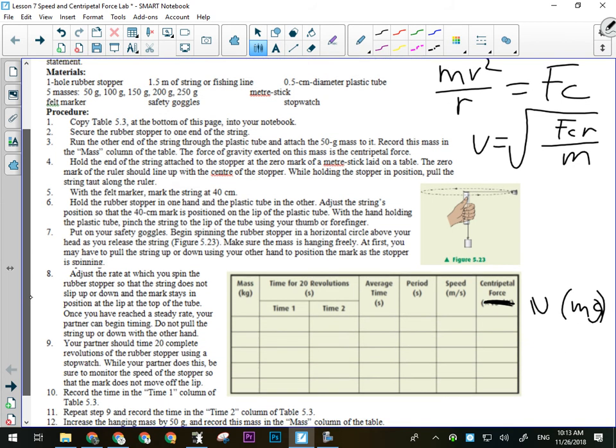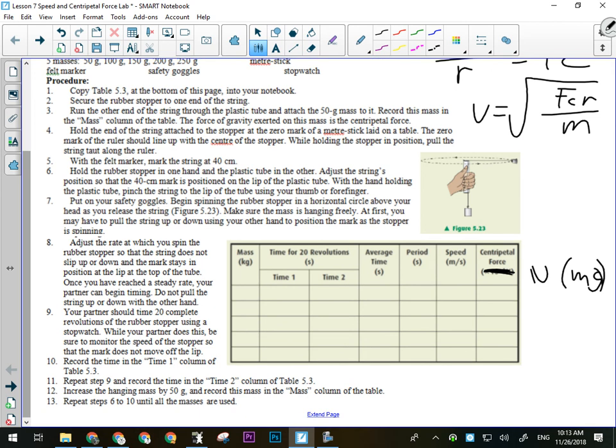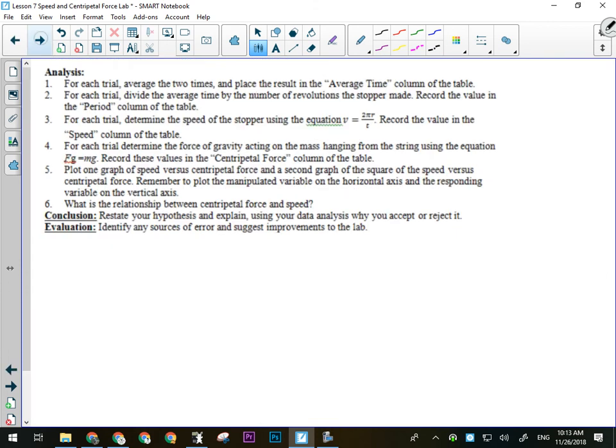All right. So like we say, procedure is pretty much the same, except we're changing the hanging masses and keeping the radius constant. So just make sure you time everything, get the results in that chart. And then for the analysis, questions like 1, 2, and 3 are pretty much the same as they were for the last lab. You're doing these calculations. Please make sure you show me one example of each calculation so that if you have some wonky numbers, I can look at what you did and understand why.